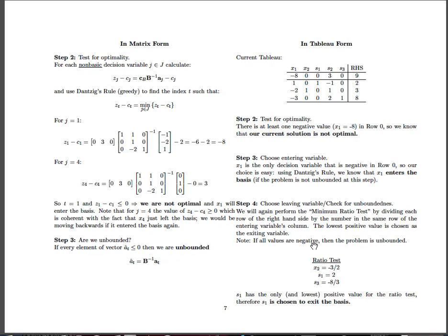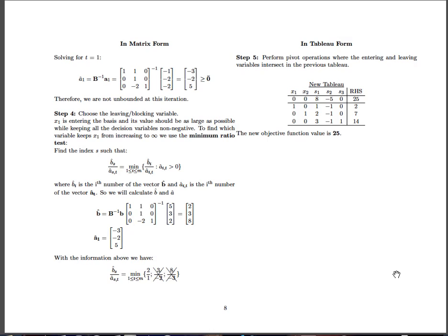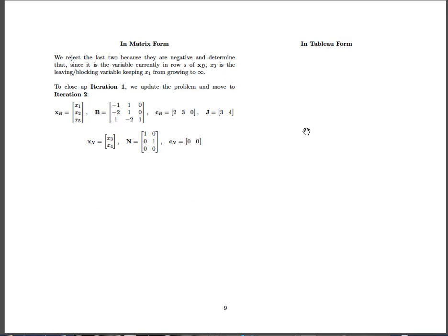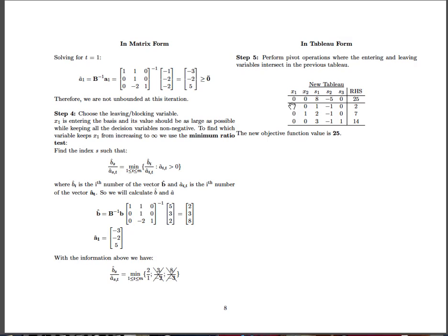So going back to tableau form, again, the minimum ratio test, since x1 is entering, we divide the right-hand side values by the values in the x1 column, and these are the ratio test values we get. Again, S1 is the only one that's positive, so we know that S1 will leave the basis. And in matrix form, we swap out our leaving and entering variables, and these are our new matrices. In tableau form, we perform our pivots right here, and this is our new tableau.